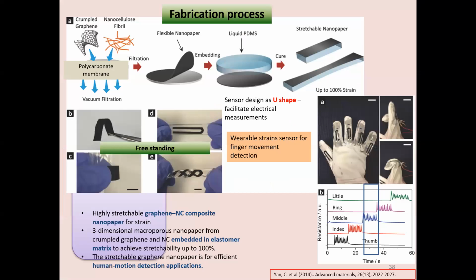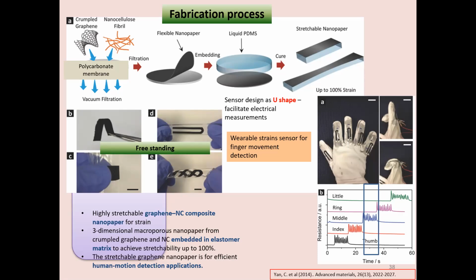So this is an example of studies whereby they incorporate the nanocellulose in terms of fibers. Why we need fibers is for the elastic modulus, and with graphene. So this is for moving sensor applications, and it shows that a highly stretchable graphene nanocomposite paper has been produced with high strength and stretchable graphene nanoparticle. This stretchable graphene nanopaper is efficient for human motion detection applications because it can detect small motions, and has up to 100% of strength.